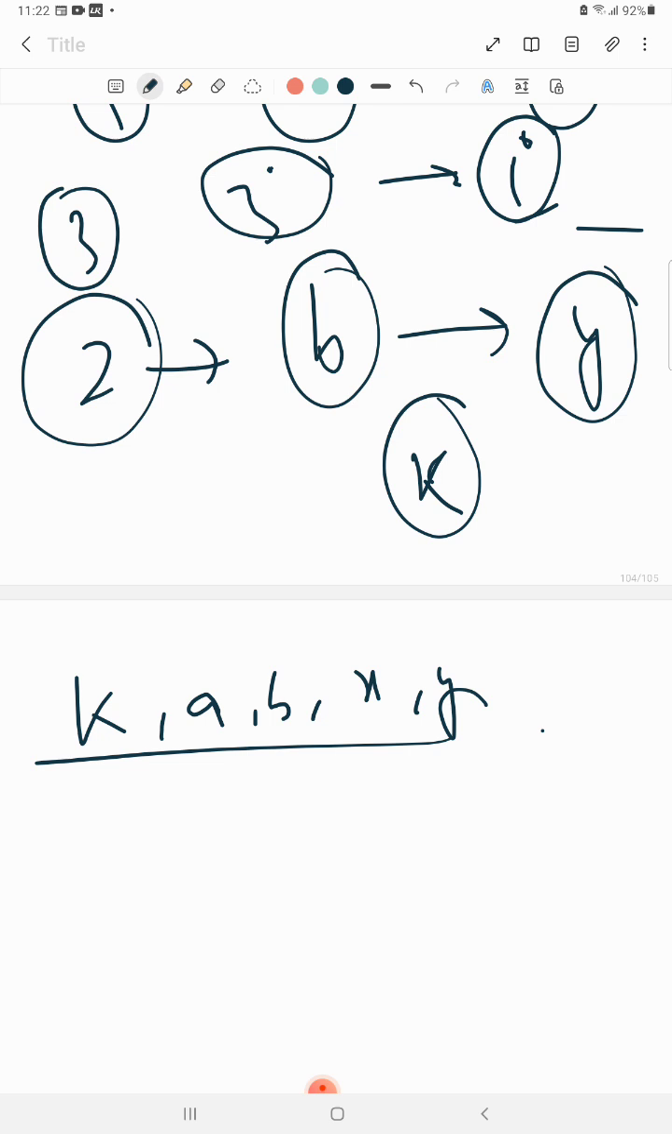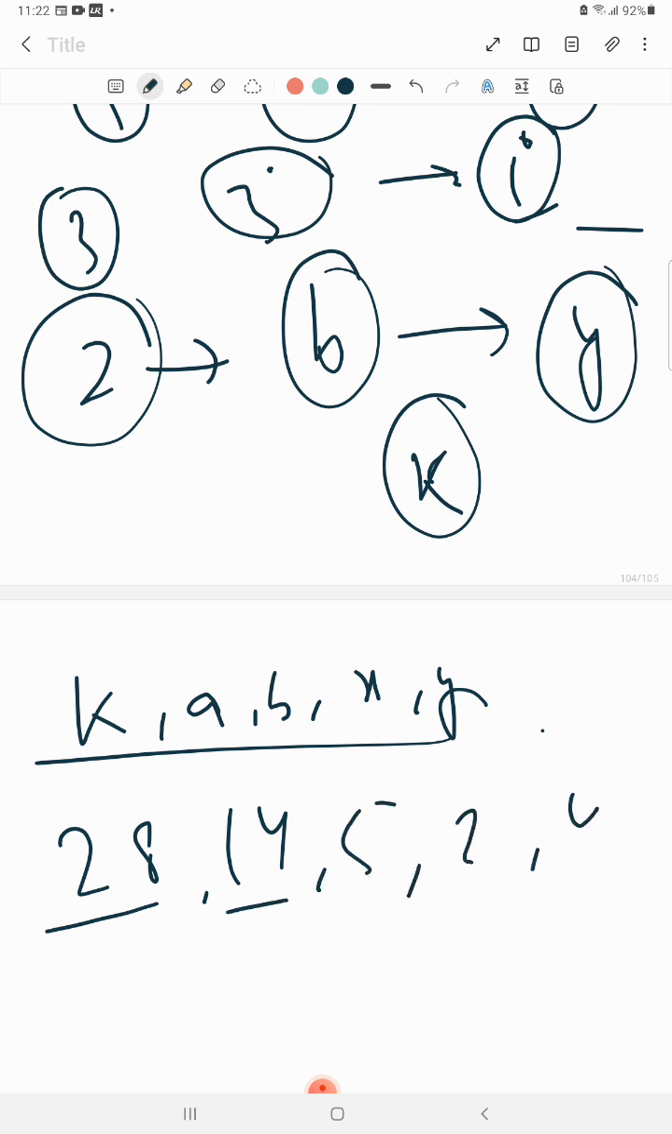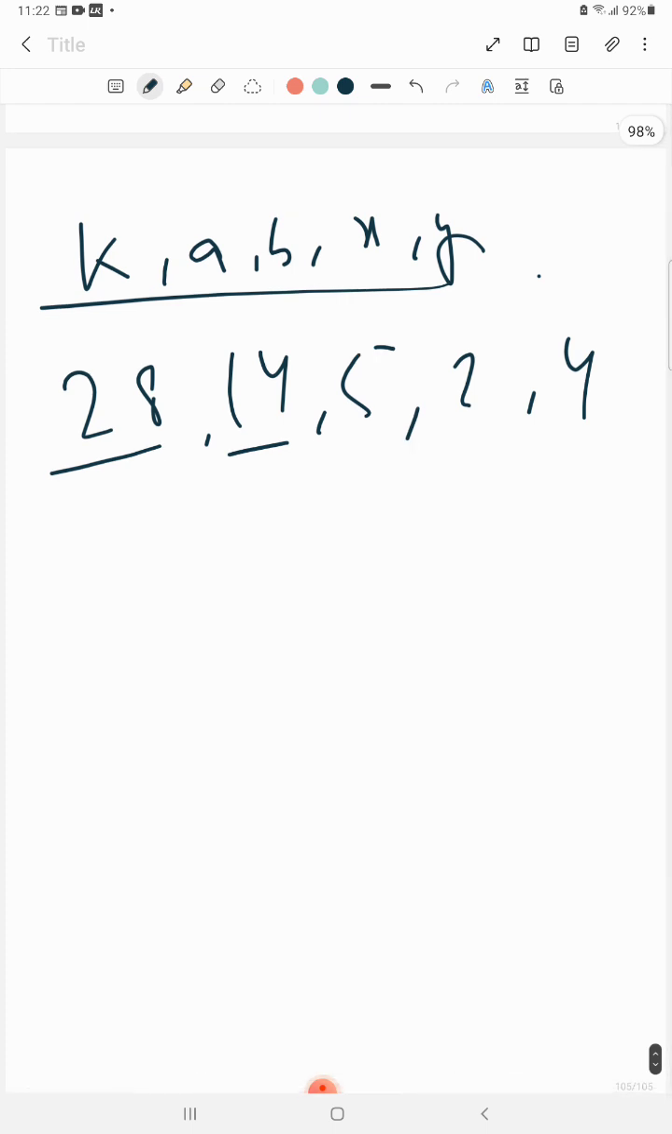Okay, so if you just take a test case, let's say we take this one, that the initial temperature is 28, the bound for the first one is 14, then 5, then 2, then 4. Okay, so tell me one thing, which one would you try to cook first? So see, this is ending first and this is smaller, right?